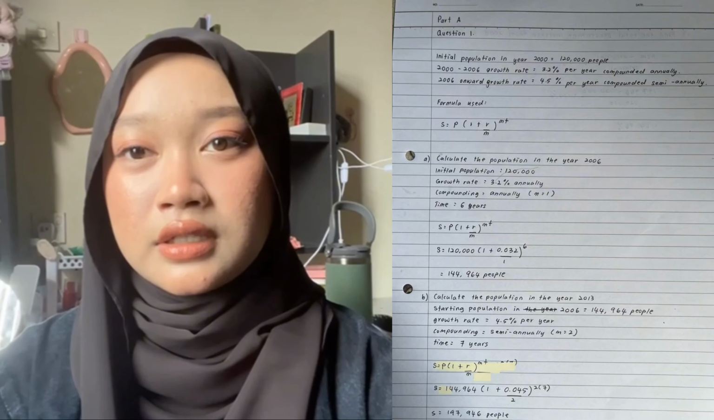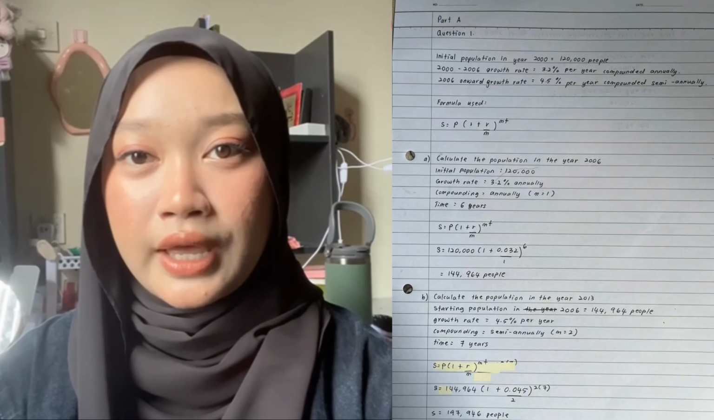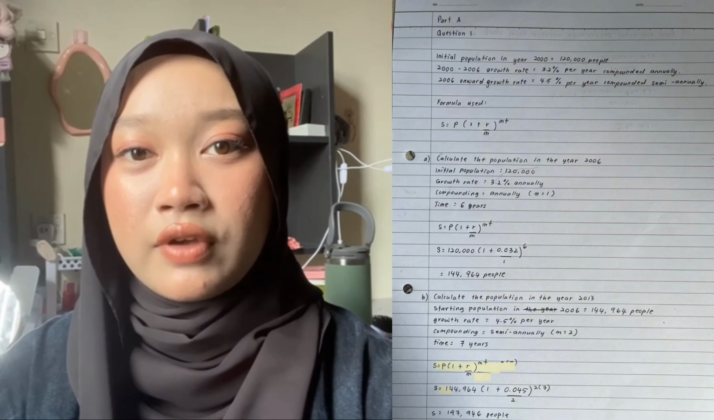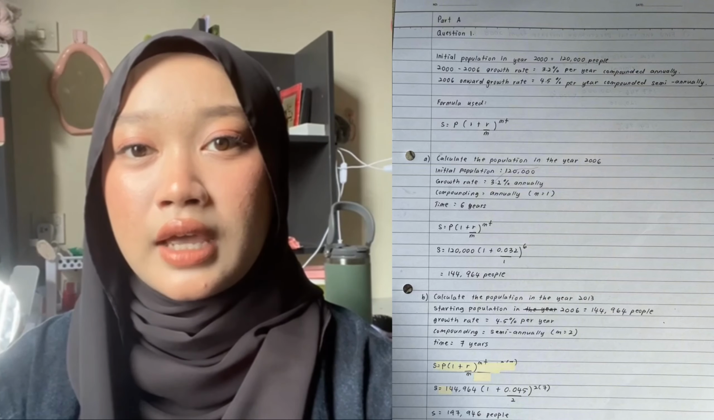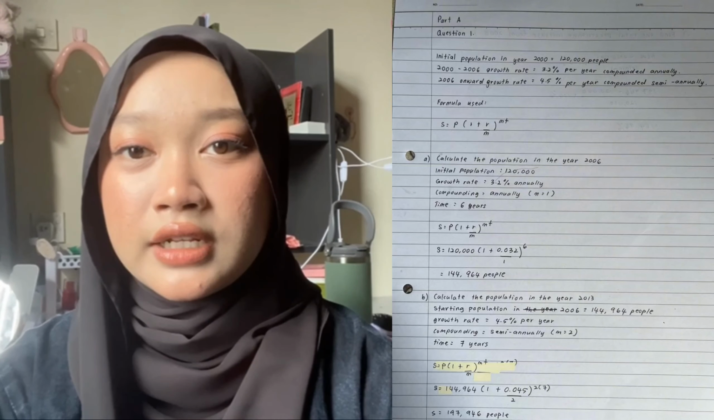For all calculations, the compound interest formula is used: S equals P, open bracket 1 plus R per M, close bracket, power of MT, where P is the initial value, R is the growth rate, M is the number of compounding periods per year, T is time in years, and S is the final value.